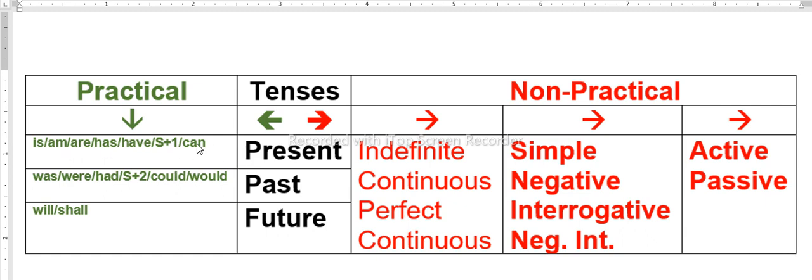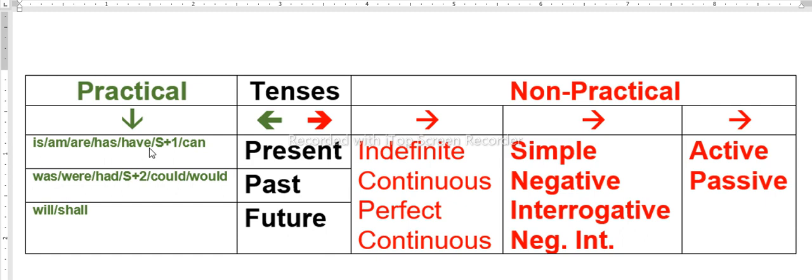And I wonder what people keep in their mind when they are speaking in present tense. When they are speaking in present tense, they keep in their mind is, am, or has, have, s plus one can. They don't keep in their mind indefinite, continuous, simple, this, that. Everybody who is speaking English keeps these things in his mind.